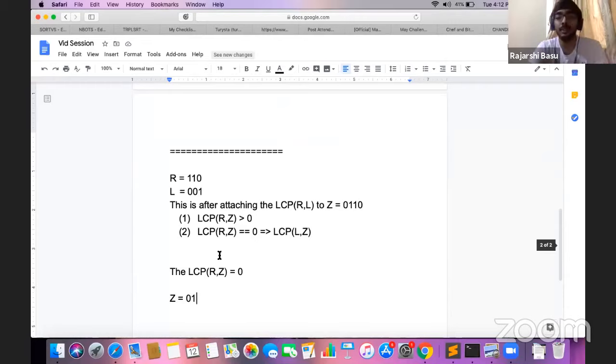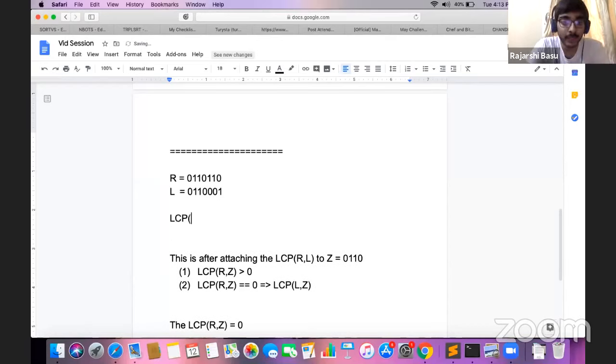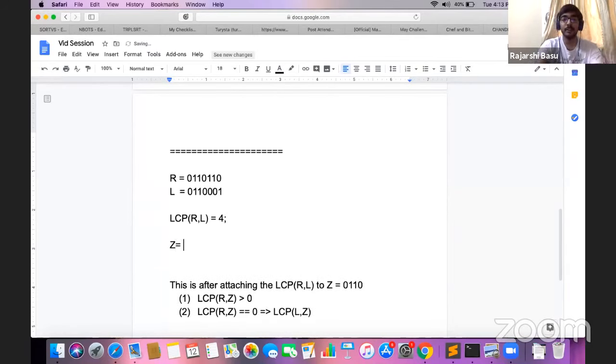I'll try explaining this in short once again. Let's say L is 0110. I'm not currently caring about what the values of X and Y are. I'm just trying to show how we put Z into the bounds correctly. So here the LCP of R and L is, the first four characters are same, right? So LCP is 4. So we know that the first four characters of Z must also be 0110. You cannot really escape that. You cannot change it. Correct?